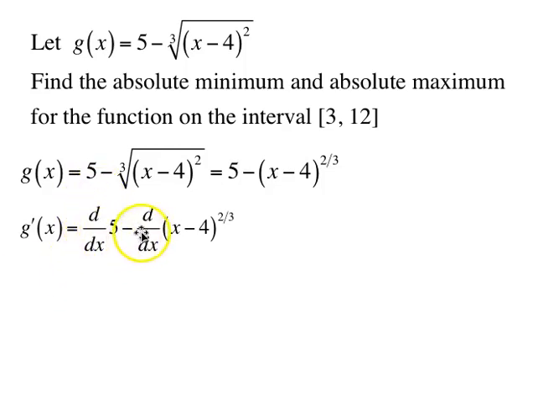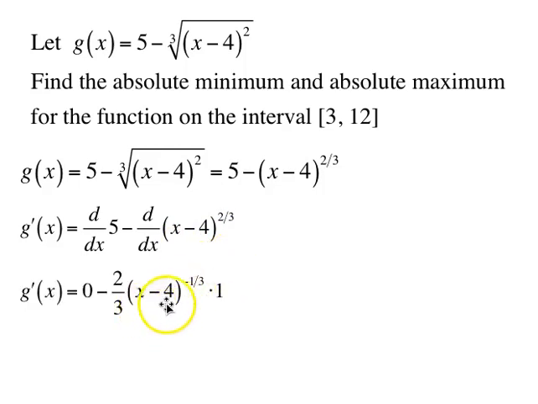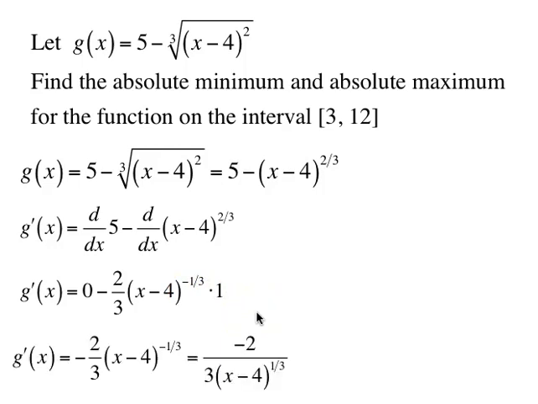So we take the derivative of 5 minus the derivative of x minus 4 to the 2/3. The derivative of 5 is 0. The derivative of x minus 4 to the 2/3 would be 2/3 times x minus 4 to the 2/3 minus 1, times the derivative of the inside, which is 1. So 0 minus 2/3 x minus 4 to the negative 1/3. 2/3 minus 1 is negative 1/3, times 1. And rewriting that, negative 2/3 x minus 4 to the negative 1/3 is negative 2/3 times x minus 4 to the 1/3 in the denominator. And we're looking for critical points.